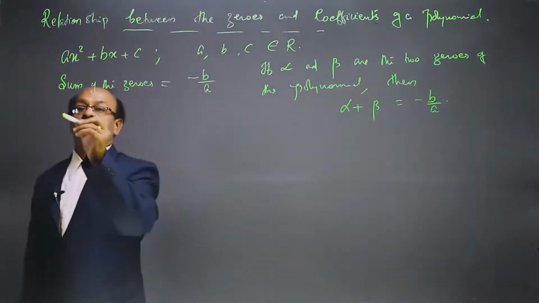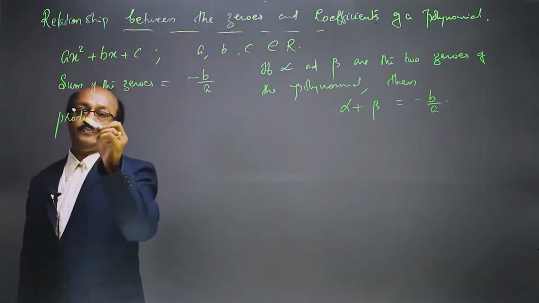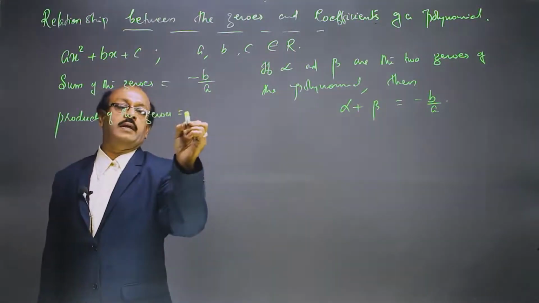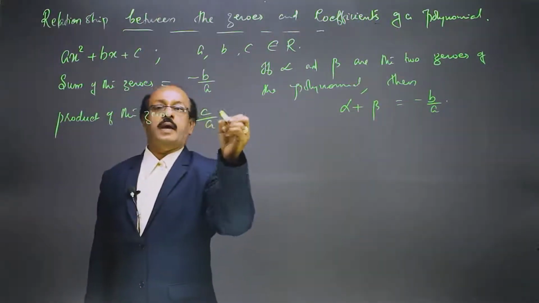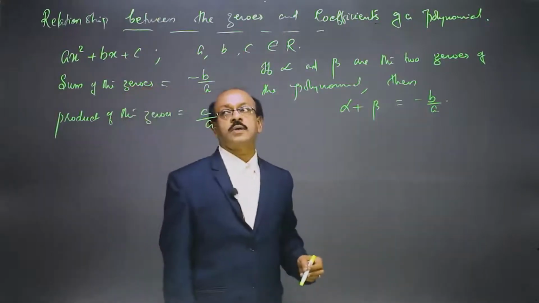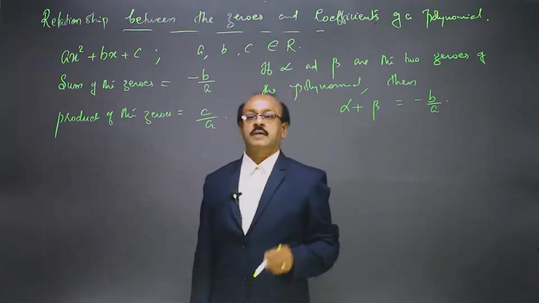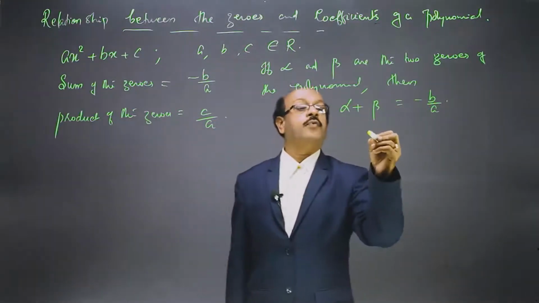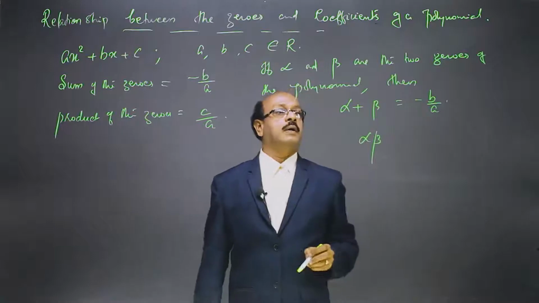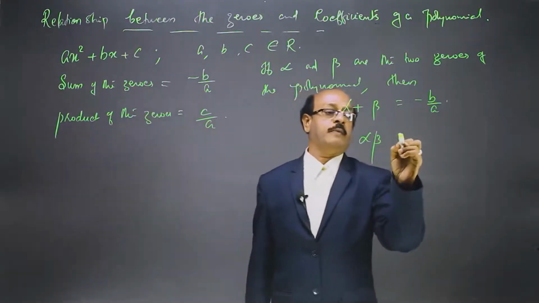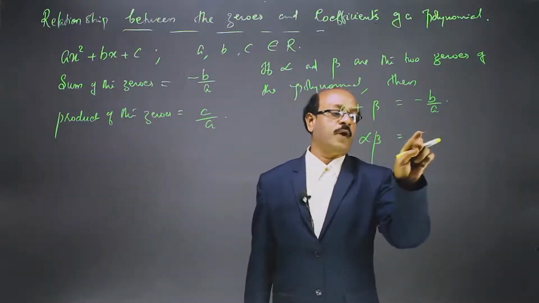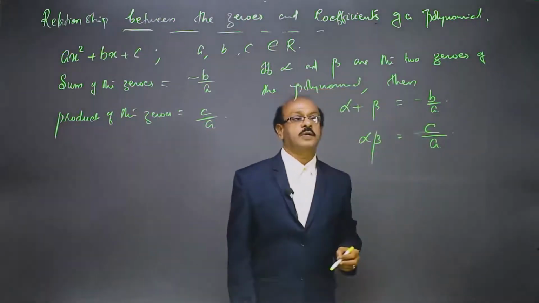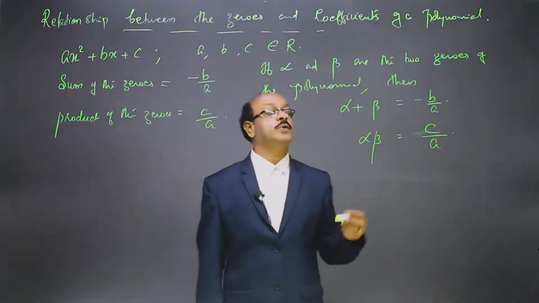And the product of the zeros will be equal to c by a. C is the constant term and a is the coefficient of x square. That is, alpha into beta, the product of the zeros, alpha into beta will be equal to c by a. Alpha plus beta is equal to minus b by a and alpha beta is equal to c by a.